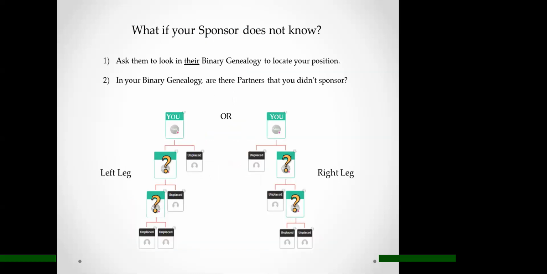And what if your sponsor doesn't know? Because we are going to run into people who are running hot and heavy and they love this Healy and they're sharing it with everybody, but they're not necessarily getting into the business end of it yet. And they may not know where they put you. So there's two things that you can do. You can have them look in their binary genealogy to locate your position.